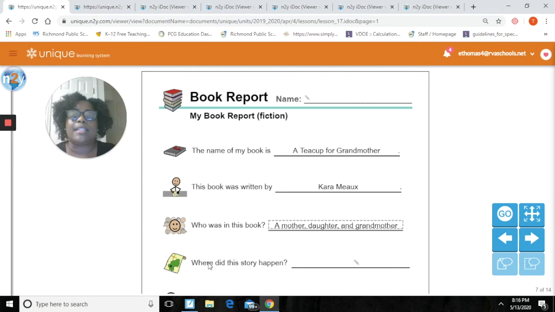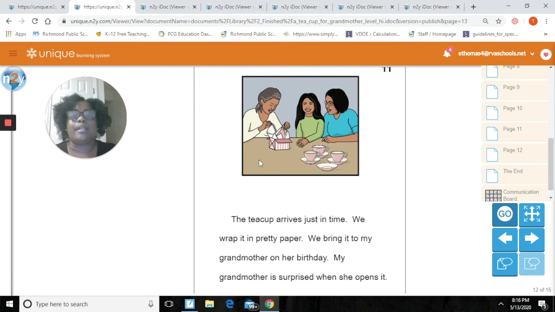Okay, so now it says, where did this story happen? So where did it happen? And what does that mean? What is that called? Is that the character or the setting? What are we talking about when we talk about where something happens? Did you say setting? You're exactly right.